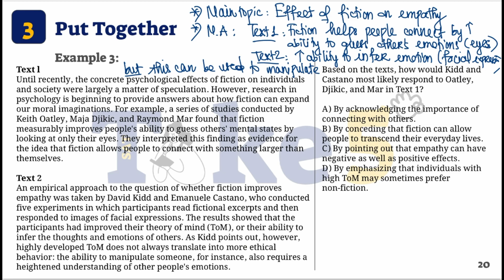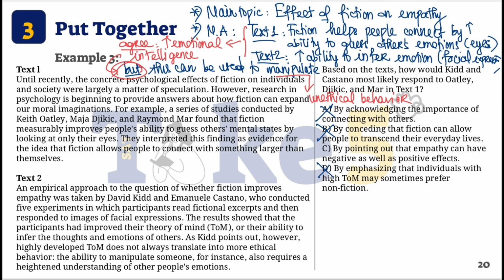So essentially, both texts agree with each other on the benefit of fiction on improving emotional intelligence. However, text 2 goes one step extra and says that this improved ability might be used for unethical behavior, so we can rule out answers with completely positive indicators such as A and B. D is entirely off topic, because neither passage discusses or implies anything about nonfiction. C is the only correct answer, which also agrees with the relationship we just drew for the two texts.